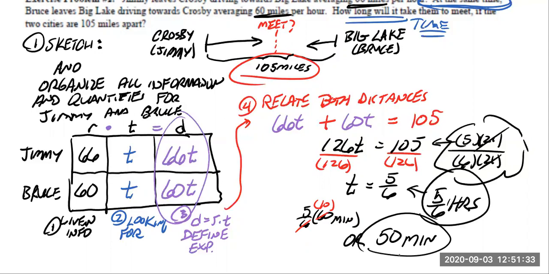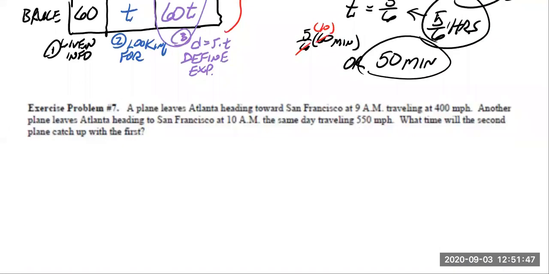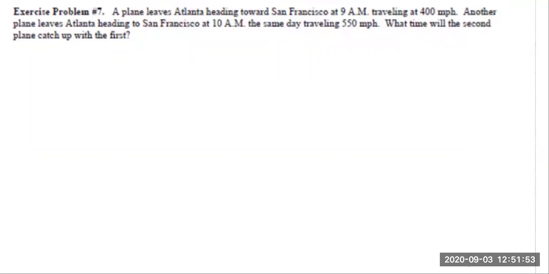So that's a conversion that we could use, knowing that there's 60 minutes in an hour. All right, so you could review that, go back through and listen to that again. But the big thing is, how do we come up with this equation? How do we keep all the information together? So let's try this next one. This is another type of uniform motion problem, number 7 here. And the first thing I'm going to do is just understand the question. It says a plane leaves Atlanta heading towards San Francisco at 9 a.m., traveling at 400 miles per hour. Another plane leaves Atlanta heading to San Francisco at 10 a.m. the same day, traveling 550 miles per hour. What time will the second plane catch up with the first?